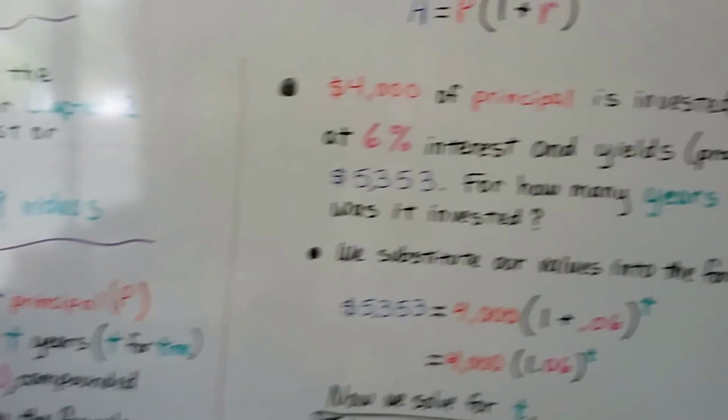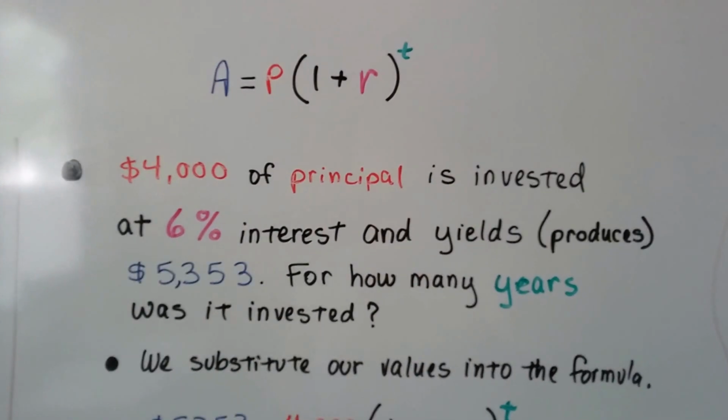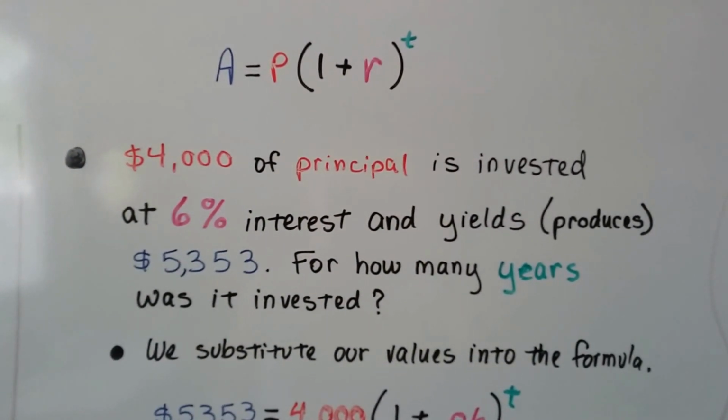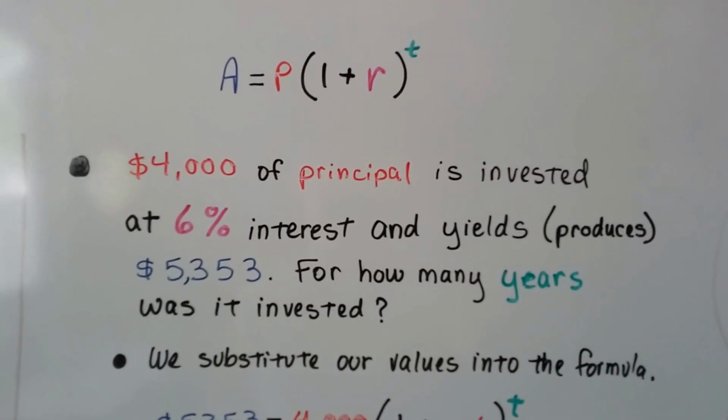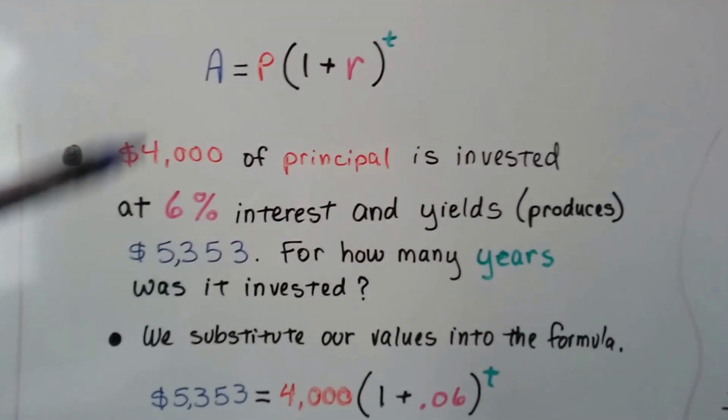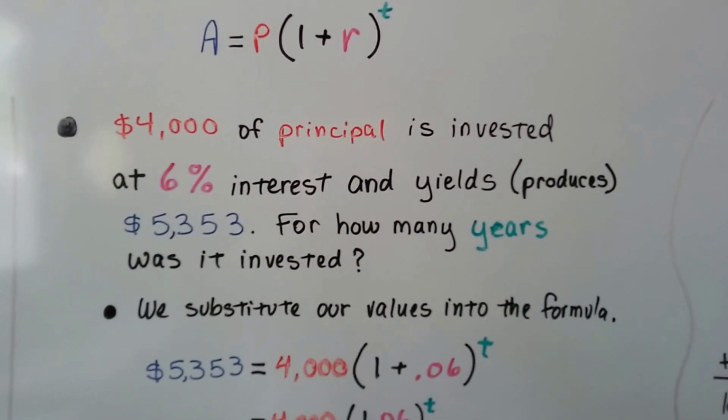So we've got our formula, and $4,000 of principal is invested at 6% interest and yields, which means produces, $5,353. For how many years was it invested? So we take all of our information. You can see I have it nice and color-coded.